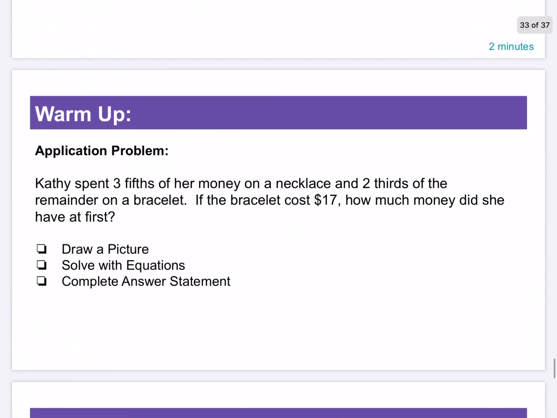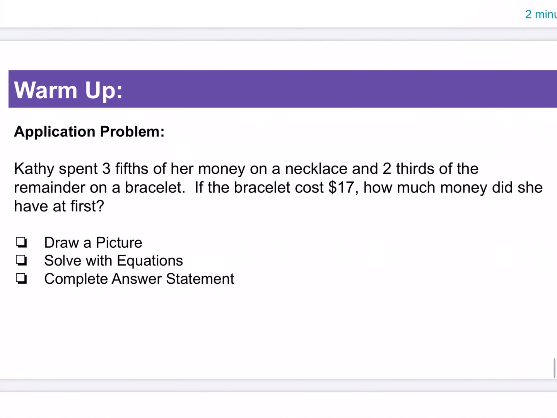Our warm-up is an application problem. Kathy spent 3/5 of her money on a necklace and 2/3 of the remainder on a bracelet. If the bracelet cost $17, how much money did she have at first? So you'll need to draw a picture. I drew a tape diagram. I think that works very well. And solve with equations and complete an answer statement. So answer your question of how much money did she have at first in a statement.